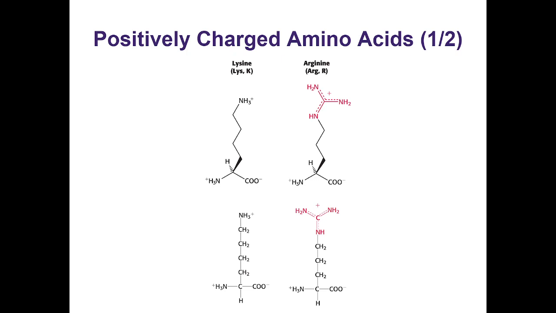Okay, so these are the positively charged amino acids. These are the ones that the majority of the form will be positively overall charged in physiological pH, right? And so this is lysine and arginine. Notice it's arg like a pirate. It even kind of looks like a hook.